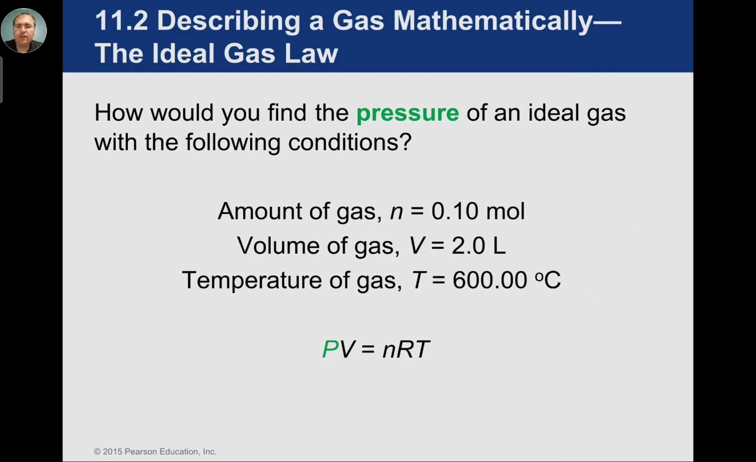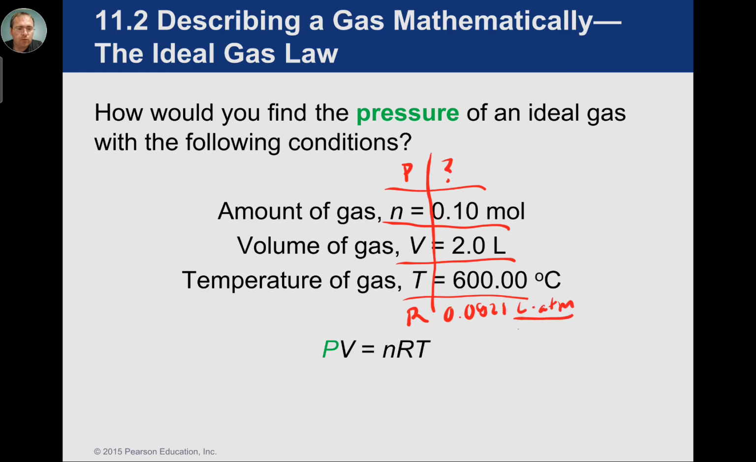So here's what a problem looks like. I like to make a chart, and this is kind of in chart form already to make it a little bit quicker. So you can imagine that if we make a chart, we have P missing. We have n, V, and T. We also have R, which is 0.0821 liters times atmospheres over moles times Kelvin. So again, R is going to be given to you on the final exam. You just need to remember that if it doesn't match R, we're going to have to fix it.